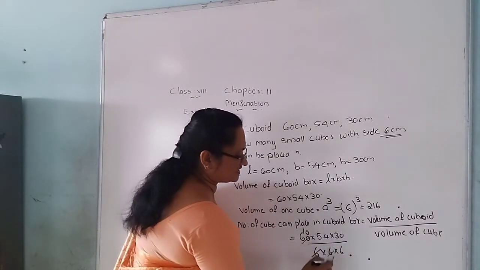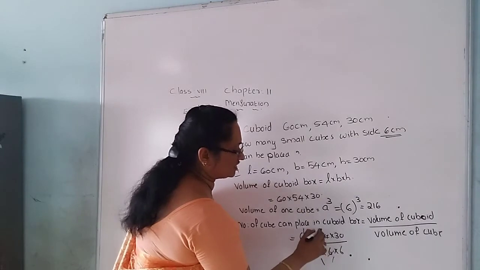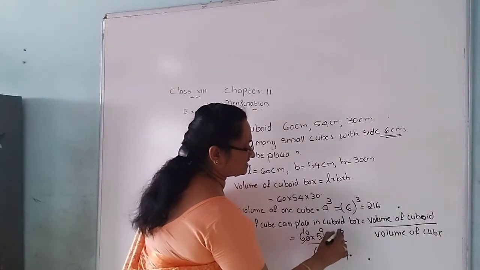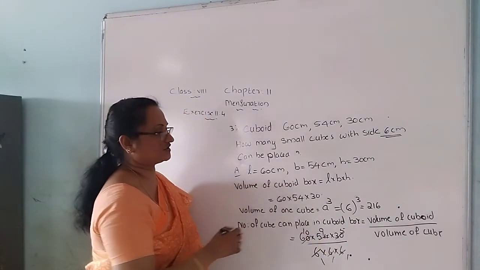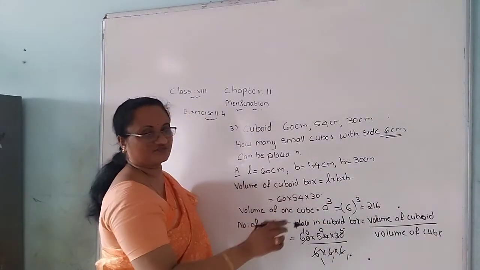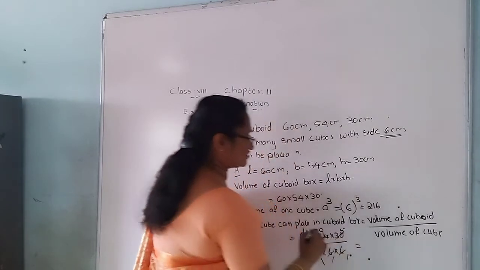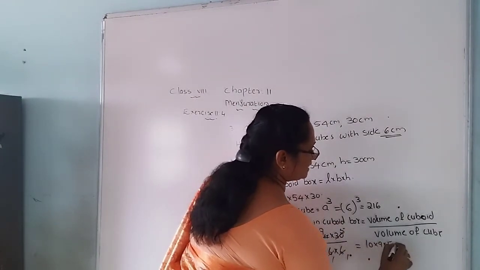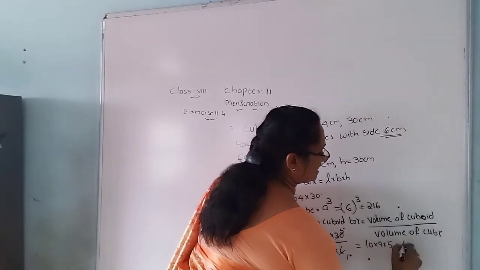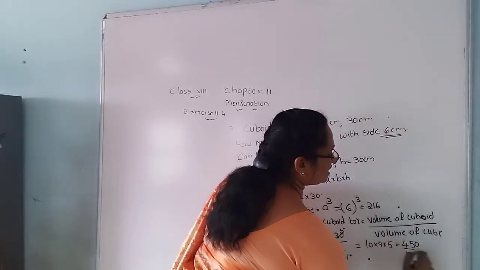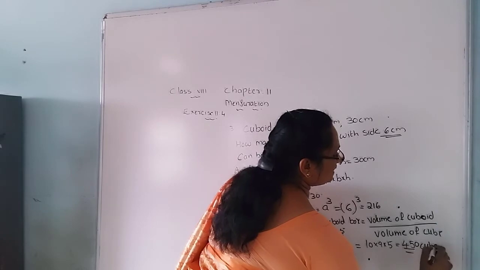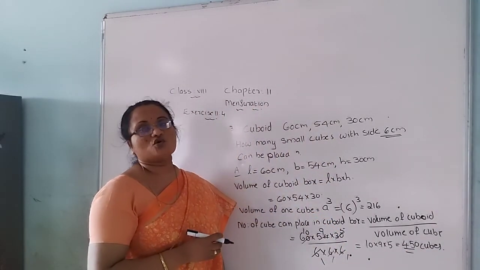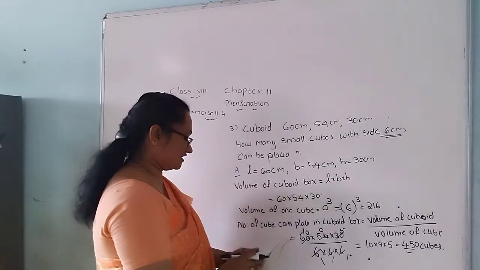Again, 6 table: 6 one time. 6 table: 54, 9 times. Again 6 table: 6 one time. 6 table: 35, 6 times. See, it is easy for calculation. Here, 260 is somewhat difficult. Anyhow, same answer. Multiply 10 into 9 into 5. 10 into 9 is 90. 90 into 5 comes to 450. Cubes can be inserted or placed in that cuboid box. That is the meaning of this question.